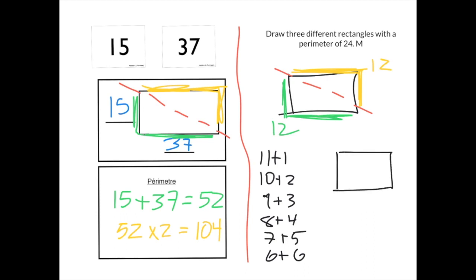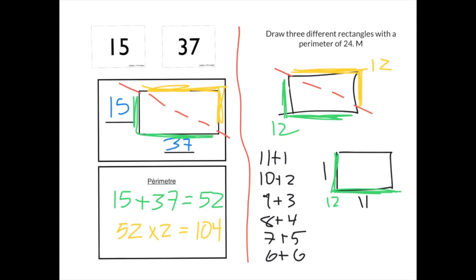So if we draw a quick rectangle with dimensions of 11 and 1, we'll in fact give a rectangle with a perimeter of 24. So in this case, the half perimeter is the sum of 11 and 1, which is 12. And 12 doubled will give me 24. Now, a few misconceptions here that are really important.